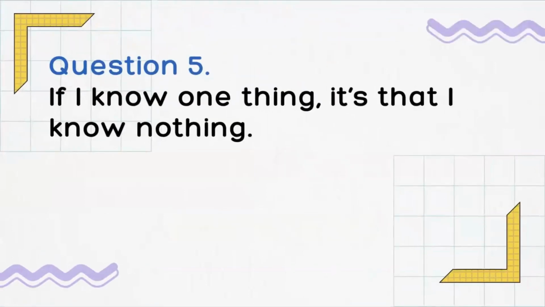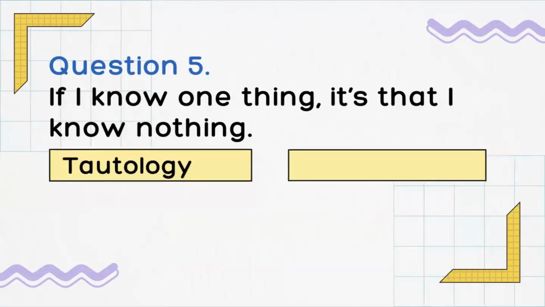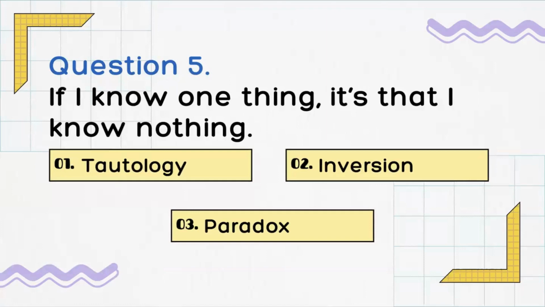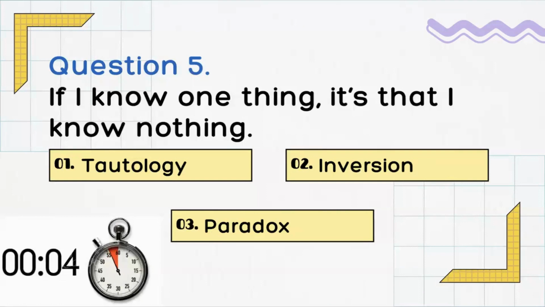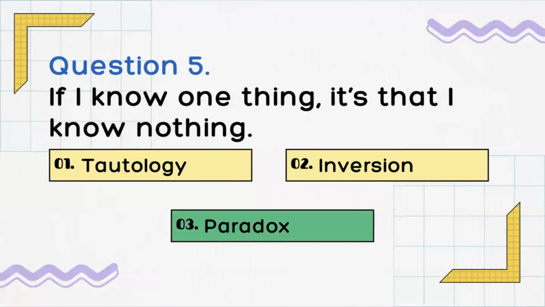Let's see the next question. If I know one thing, it's that I know nothing. The options are tautology, inversion, and paradox. The correct answer is paradox because it's a contradictory statement. I know one thing implies that the person has knowledge, but then it immediately contradicts itself by saying, I know nothing. This creates a paradox because it presents a self-defeating statement that cannot logically be true.